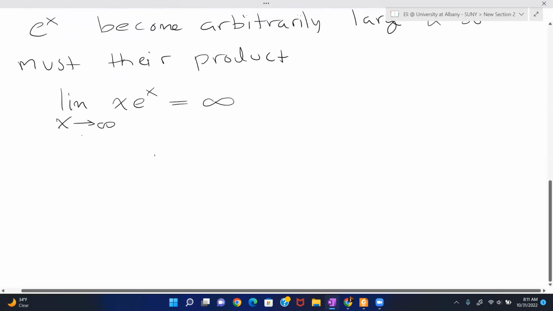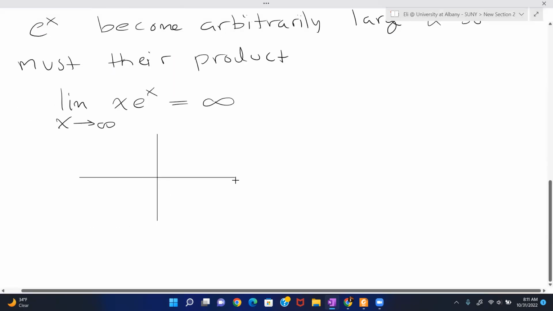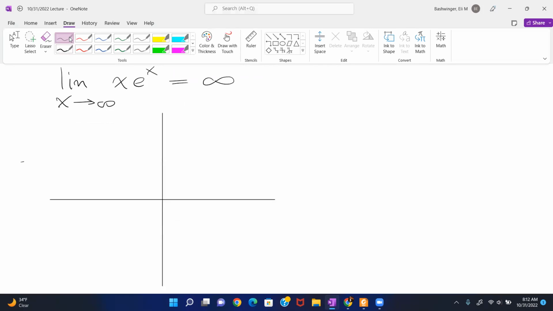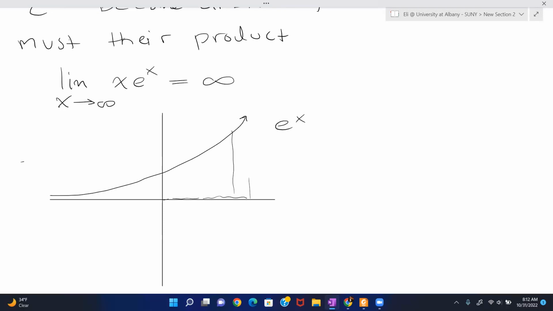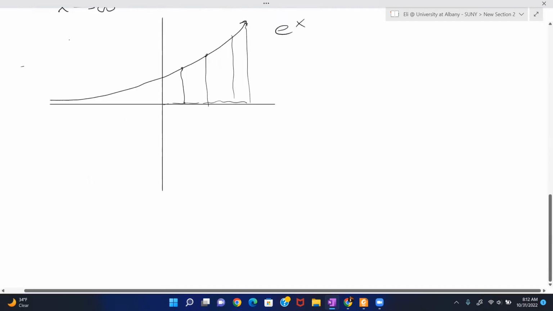In case you don't remember what the graph of e to the x looks like, let me just draw that. We're actually going to need it. So e to the x looks something like the following. This is a plot of e to the x. As you can see, as x goes out to infinity, the height of the graph just keeps growing. So the limit of e to the x as x goes to infinity is also infinity. And of course, if x goes to infinity, then trivially x goes to infinity, so their product goes off to infinity.